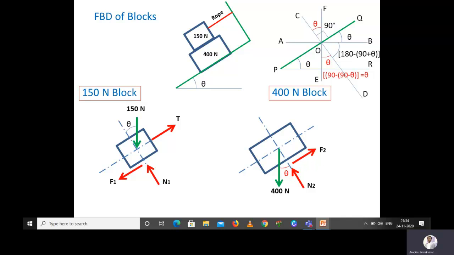So I have taken N2 here. After that, the block is sliding towards left, so obviously the frictional force will be towards right, which we have given as F2. Then we have to take the reaction and friction force components of block 1, N1 and the frictional force. Because the 400 Newton block is moving down, the frictional force will act up. So F1 and F2 will act up.